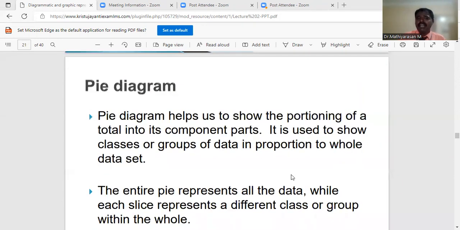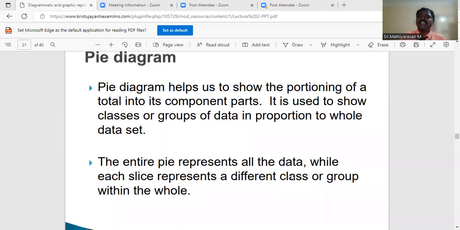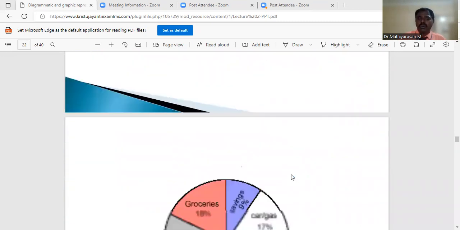Next one, pie diagram. Pie diagram is also known as subdivided circular diagram, or we can call it the subdivided angular diagram also. It helps us to show the partitioning of a total into its component parts. It is used to show classes or groups of data in proportion to the whole data set. The entire pie represents all the data, while each slice represents a different class or group within the whole.